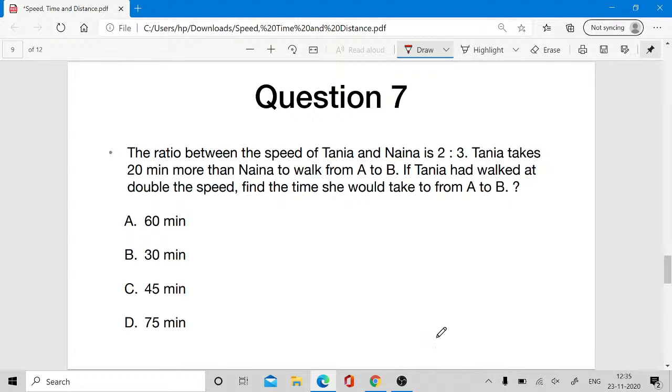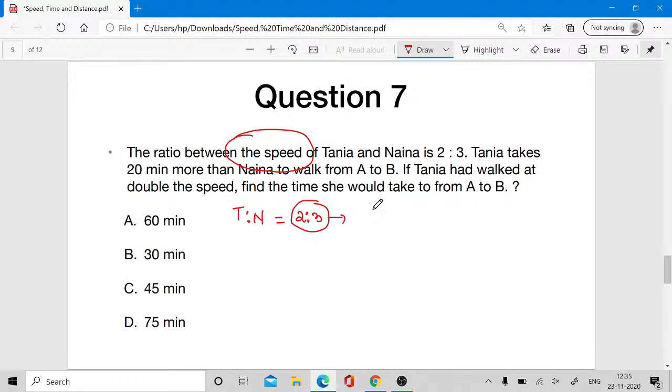Okay, let's find out this question. They have already given T is to N equal to 2:3, right? So what is this? This is the ratio of speed, no? So what will be the ratio of time? I've told you this will be the reciprocal. That means we just have to invert here: 1/2 is to 1/3, so that will be 3:2. So this will be the ratio of time.